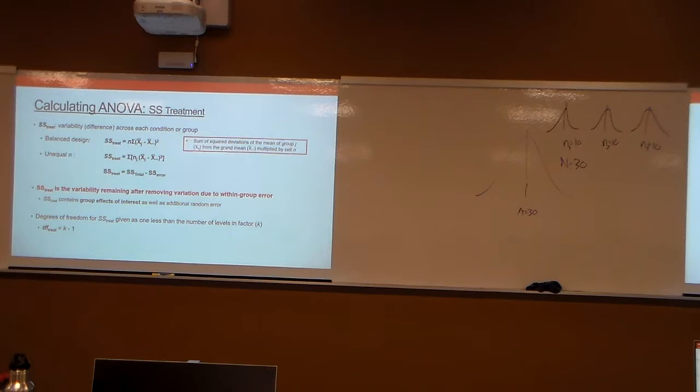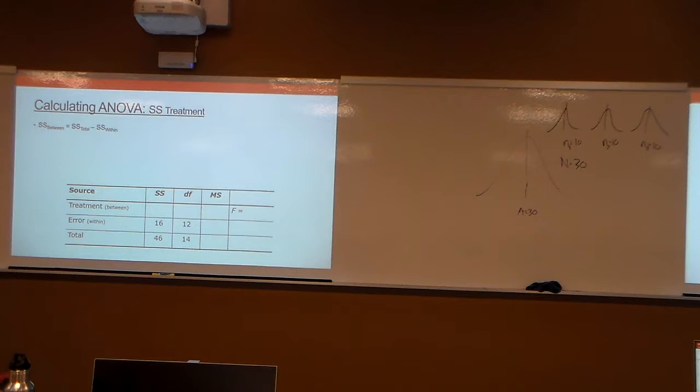Degrees of freedom here is going to be 1 less than the number of levels to our factor, so k minus 1. So sum of squares between, we take our sum of squares total, subtract our sum of squares within. We've got 46 minus 16 gives us 30. We've got 3 levels to our independent variable. Subtract 1 gives us our degrees of freedom between. We've got some scores here, degrees of freedom here. We've got that all set up.